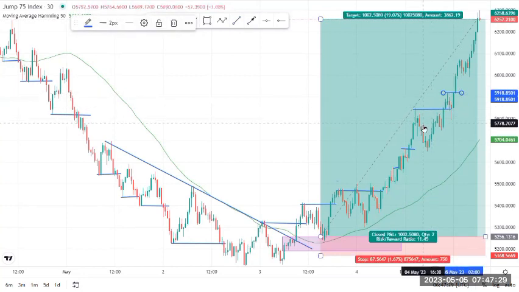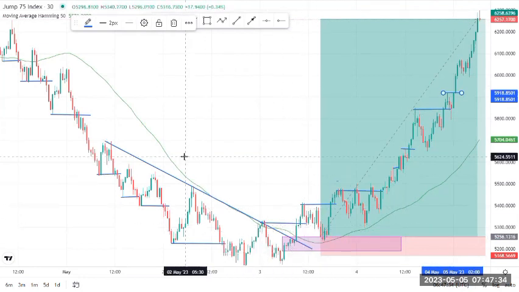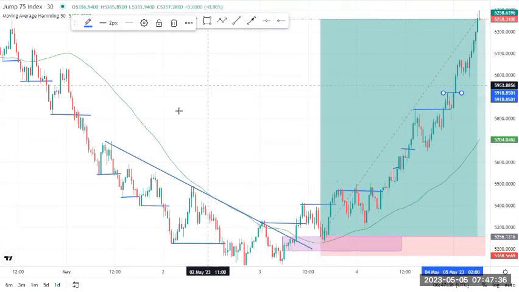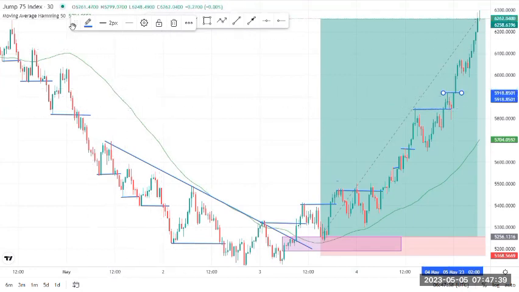Okay, so I'm sure you're getting it about break of structure, you understand it now. You understand what I mean by break of structure now. So that is it for break of structure. That's it for market structure.